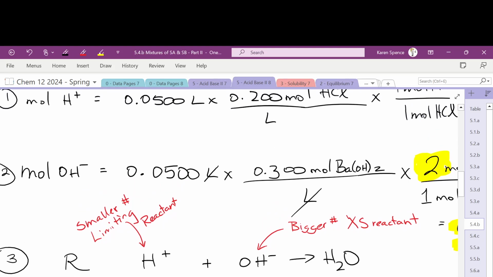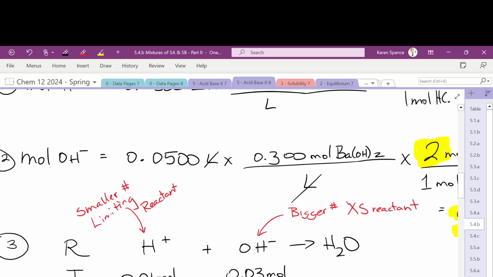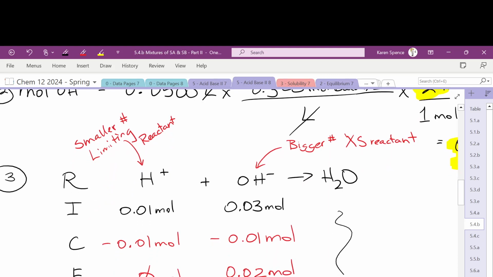So how much do we use? We use up all of that 0.01. And we end up with 0 moles of H plus and 0.02 moles of OH minus. Now, eventually, we want to find the pH. What do we need to know in order to find pH? If we're working our way backwards, we would need to have pOH, which would mean that we would need the concentration of OH minus, which is the moles over the liters.